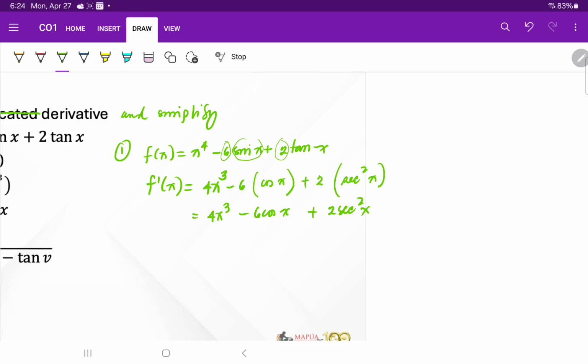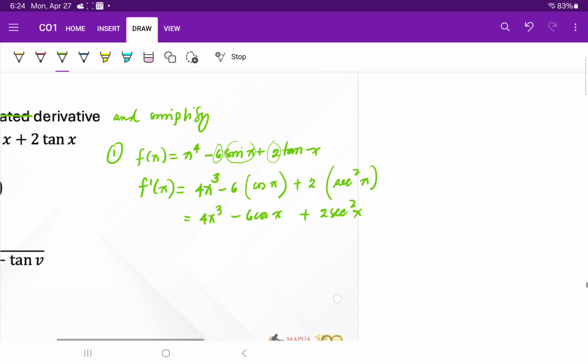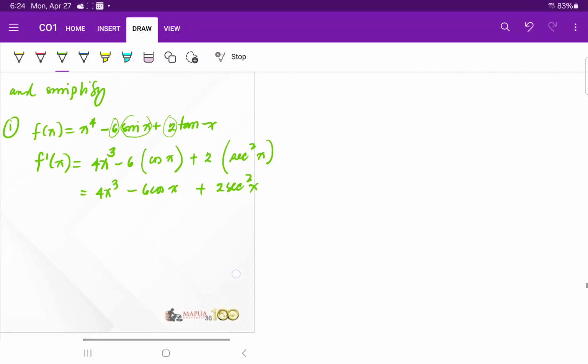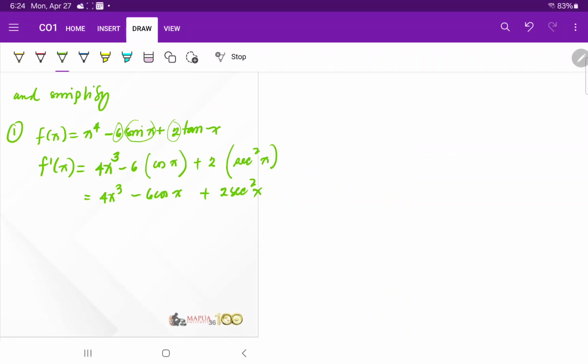Now, if you're going to analyze, we have to express everything in terms of, say, cosine or secant only. That's why I told you to change everything in terms of one function only. We know that we could write secant square x as what?